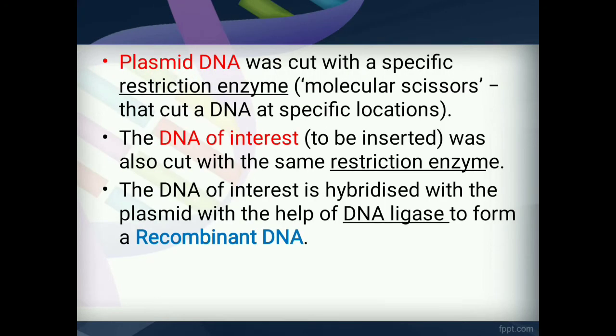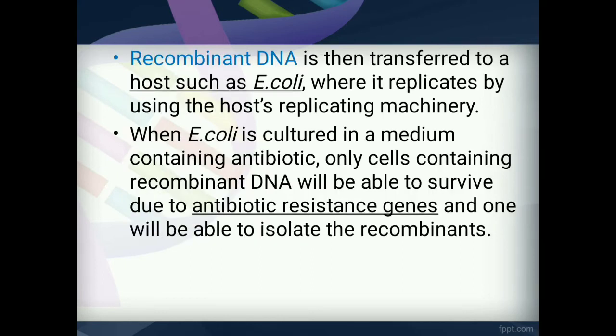So, the plasmid DNA was cut with a specific restriction enzyme, and the DNA of interest to be inserted was also cut with the same restriction enzyme and then hybridized with the plasmid, with the help of DNA ligase, to form a recombinant DNA. This recombinant DNA is then transferred to a host such as E. coli, where it replicates by using the host replicating machinery.